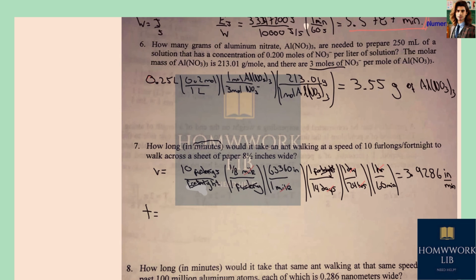So now if we want to know the time that it takes, time would be equal to distance over velocity. So the distance that we need to travel is 8.5 inches and a velocity of 3.9286 inches per minute. So the result would be 2.164 minutes, rounding up to three digits after the decimal point.